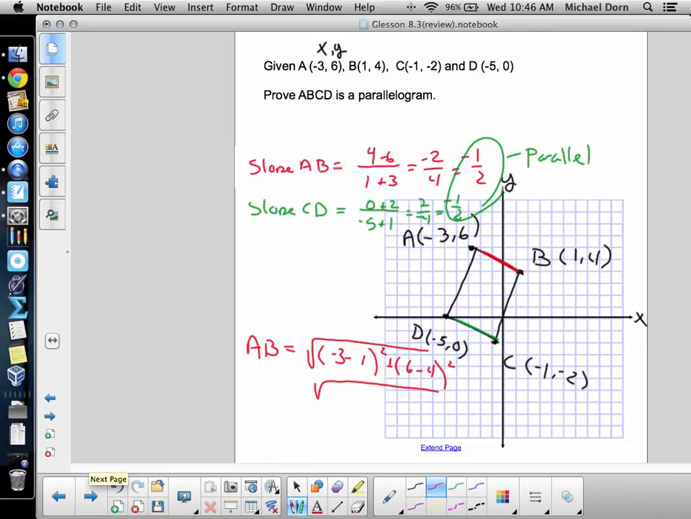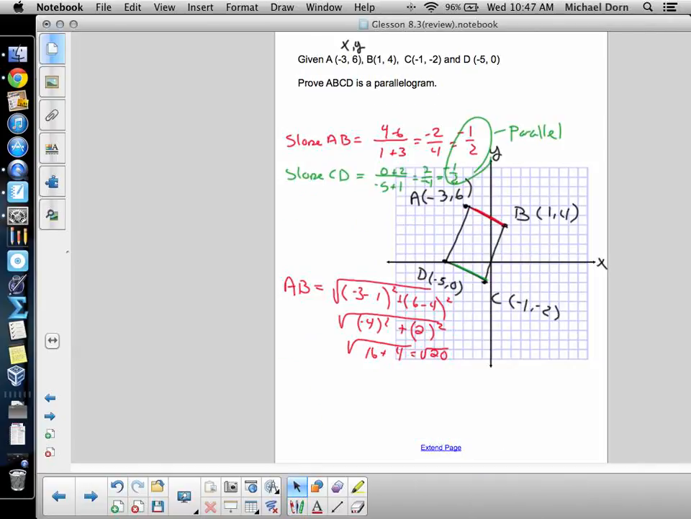Yeah, so it's negative 4 and 2. So that's square root of 16 plus 4, which is the square root of 20, which I'm not going to bother simplifying because that's not a final answer. That's just a work in progress.